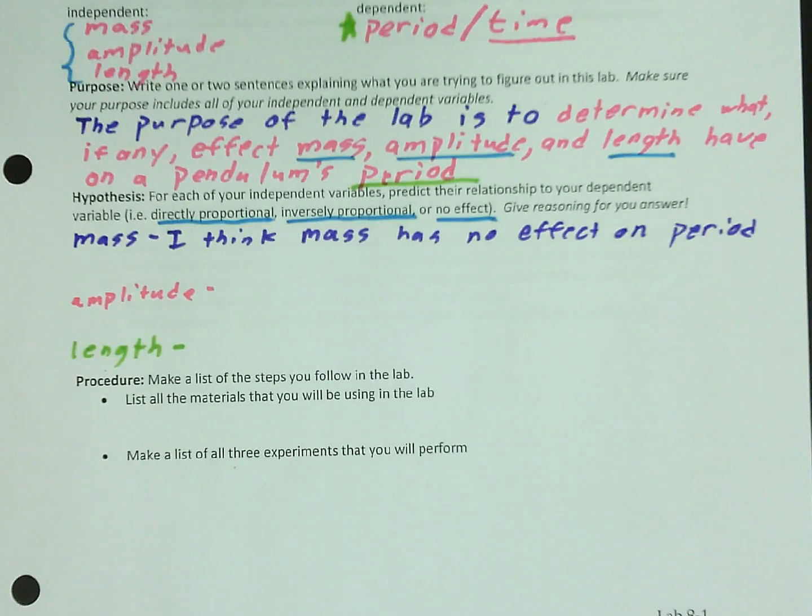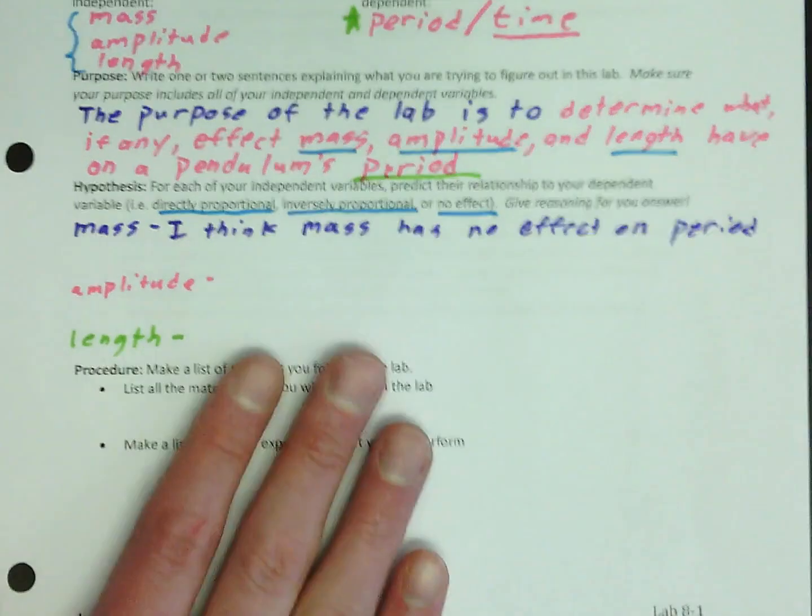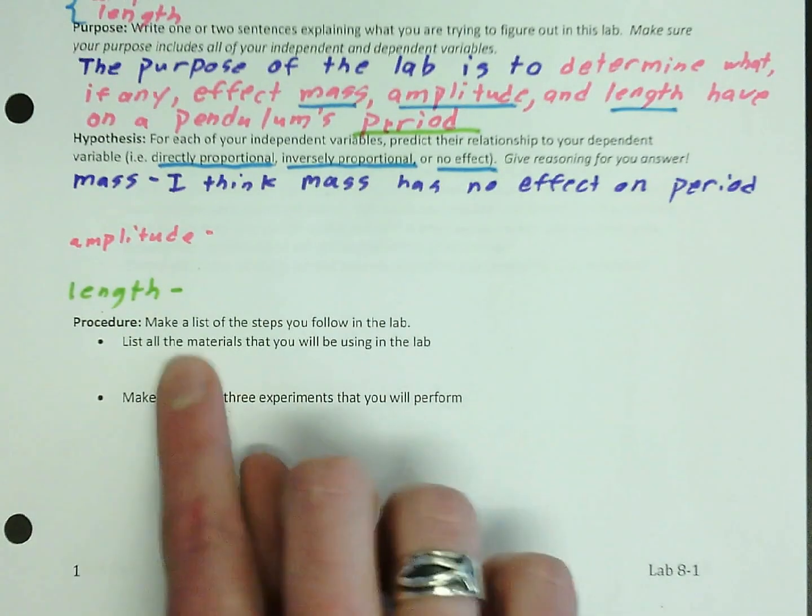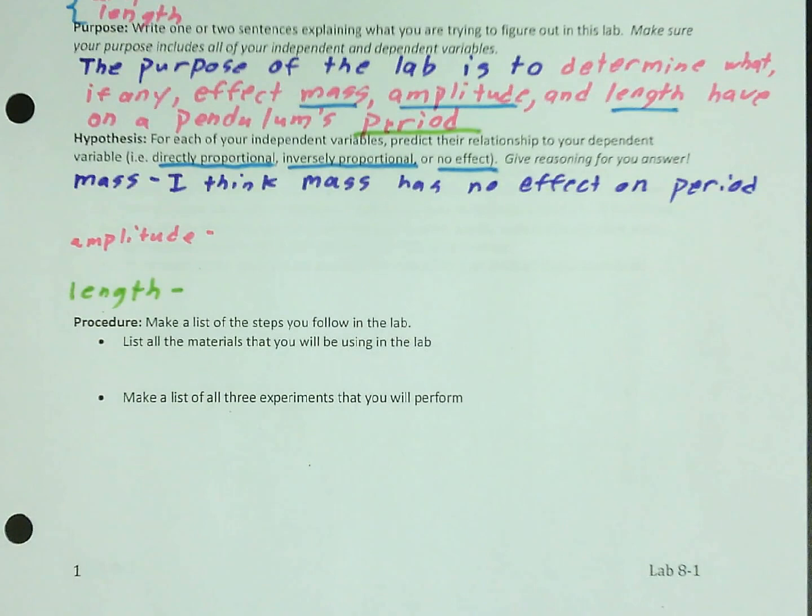So now we're going to do the procedure. So the first thing you need to do on the procedure is you need to list the materials you're using. The materials you're using are a pole, a hanger, string, and masses or weights or whatever you want to call them. Okay? That's what you're using. And a meter stick. You're using a meter stick too. So you just write those things down. Easy peasy.